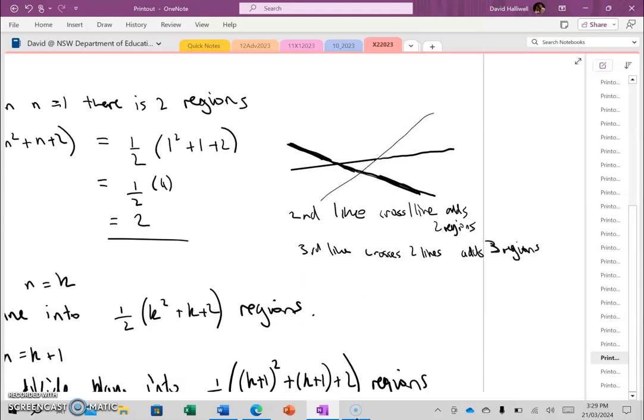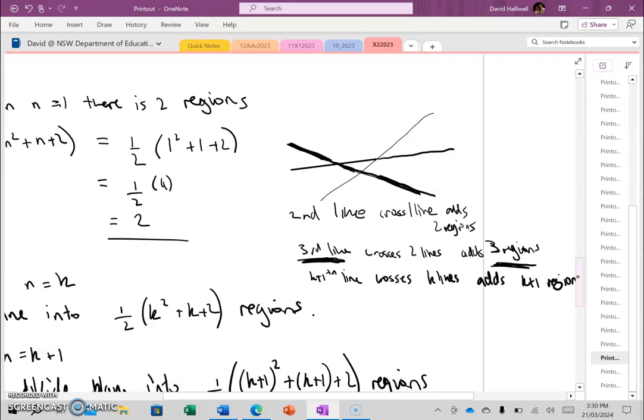So it seems like the pattern is that whatever line I'm adding seems to add that many regions. If I continue this pattern, adding the (k plus 1)th line, the (k plus 1)th line crosses k lines and adds k plus 1 regions. Every time you cross a line, you introduce a new region.